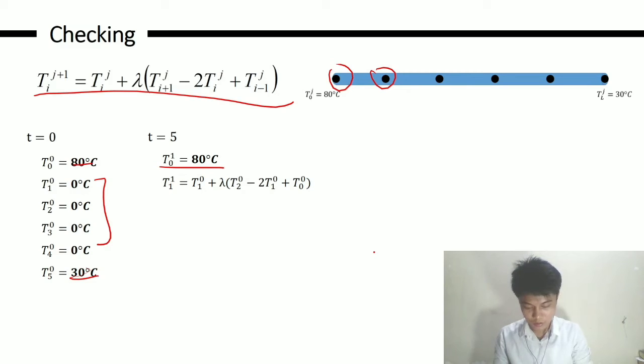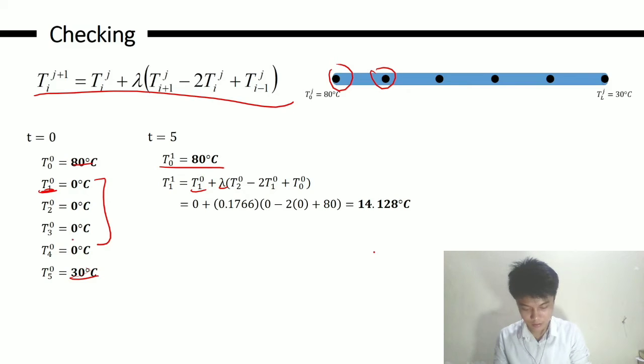So, T01 is 0. T01 ito. So, 0 plus lambda. Lambda ito. T02 is 0. Minus 2 T01, minus 2 times 0, plus T00, which is yung 80. Ito. That is equals to 14.128 degrees Celsius. So, that is for this node.